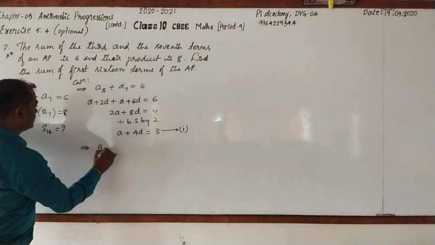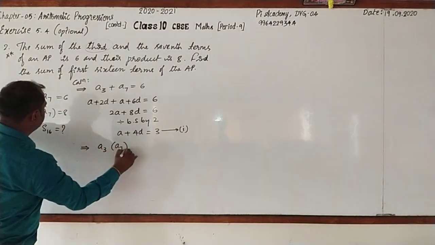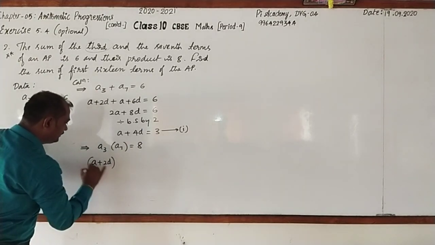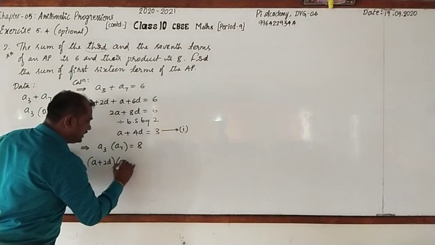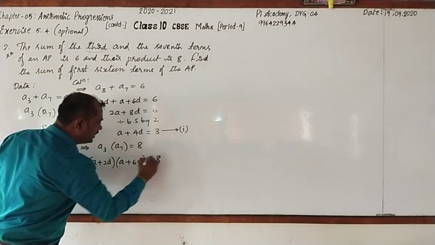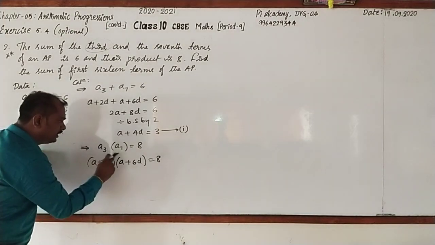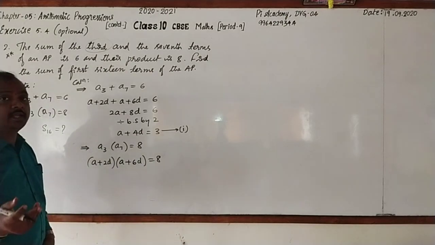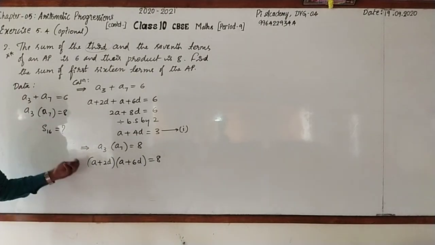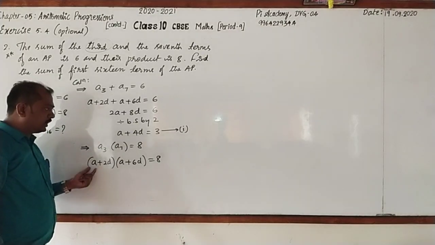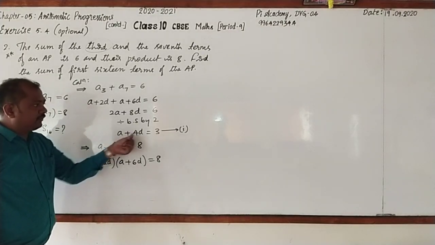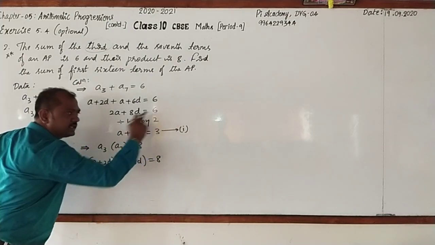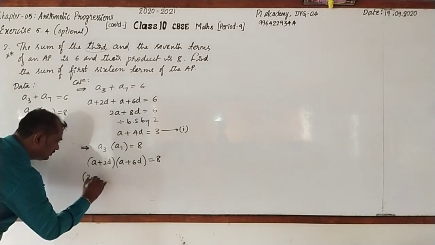Next I will take the product A3 and A7. It is 8. How do you write A3? It is A plus 2D into A7. It is A plus 6D is equal to 8. Then will you go for multiply A with both the terms, 2D with both the terms? Certainly you can do that, but it takes many steps for solving. To make it a simple one, the best thing what we can do is take substitution for A from equation 1. What is A? It is 3 minus 4D. Here I write 3 minus 4D.